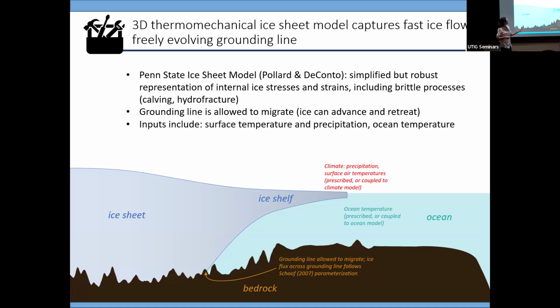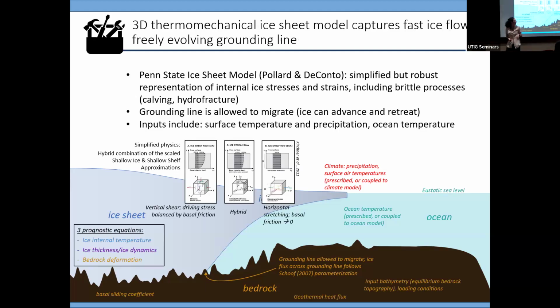Some external fields that are input to the ice sheet model include climate, surface climate, so temperature, precip, ocean temperature. And of course, there's a lot of complexity that goes into these systems, and I'm happy to talk about that later if anyone's interested. In my research, I often use climate models to provide that surface climatology to the ice sheet.